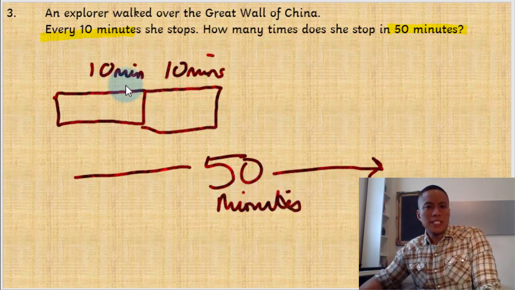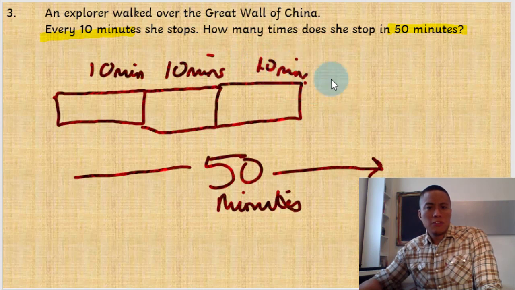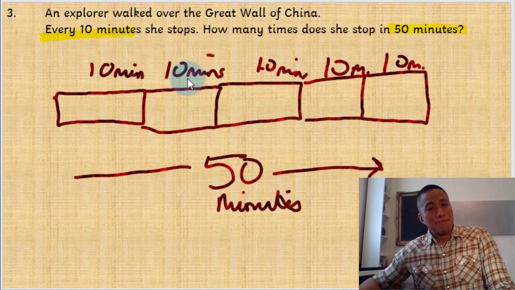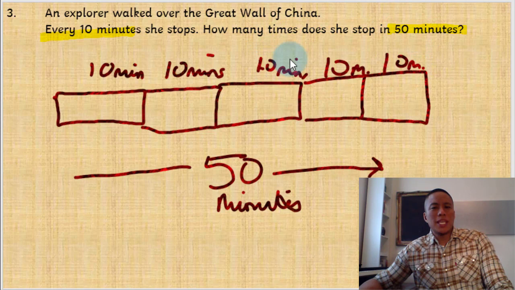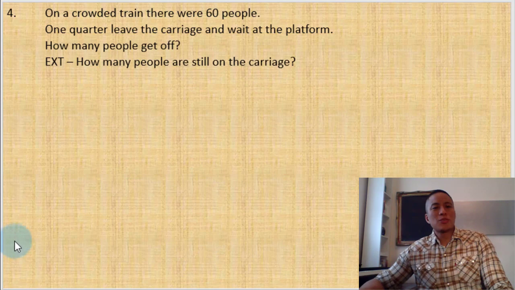So you probably can see there's 10, 20, 30, 40, it's another 10 minutes here, and 50. Look at me getting lazy towards the end, not even finishing writing minutes. Anyway, how many times does she stop in 50 minutes? 1, 2, 3, 4. There are 5 times that she has to stop in 50 minutes. Okay, let's move on to question number 4.